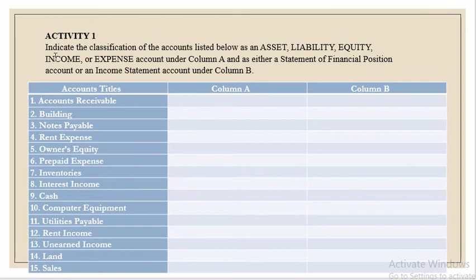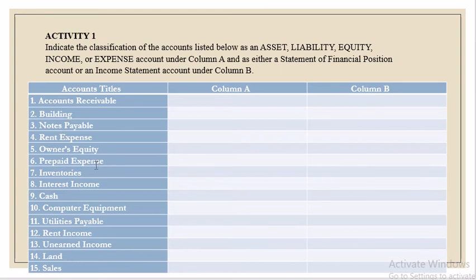So here we are going to indicate the classification of the accounts listed below, whether it is assets, liabilities, equity, income, or expenses account under column A, and as either a statement of financial position account or an income statement account under column B. So this statement of financial position is also called the balance sheet. It is either a balance sheet account or an income statement account in column B.